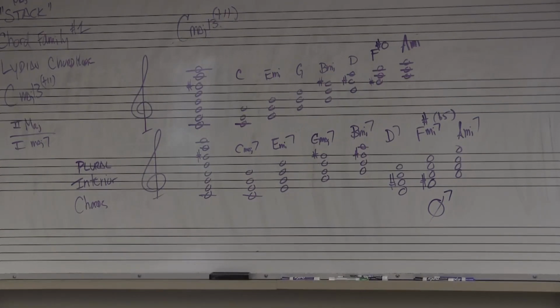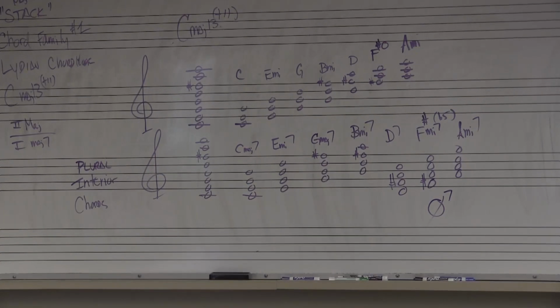Let's go back to triads. We've got C over C, C over D, C over E, C over F, C over G, C over A, C over B, C. Now let's do chromatic. We've got C over C, C over C sharp, C over D, C over D sharp or E flat. Oh, C over E, C over F, F sharp, C over G, C over G sharp. Oh, I've heard that before. C over A, C over B flat, C over B, C over C.